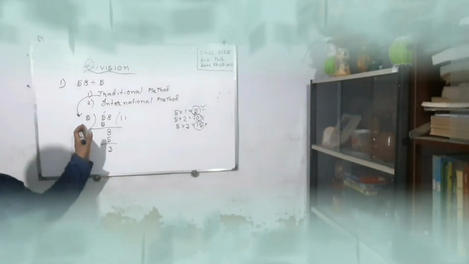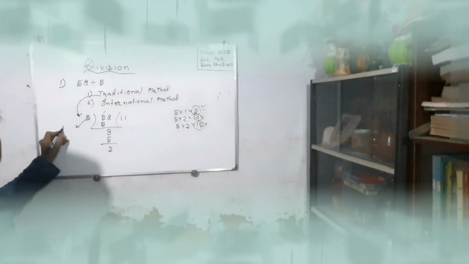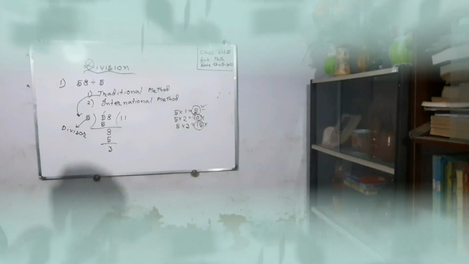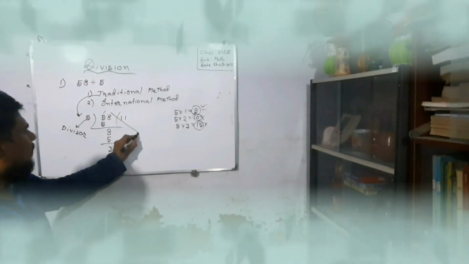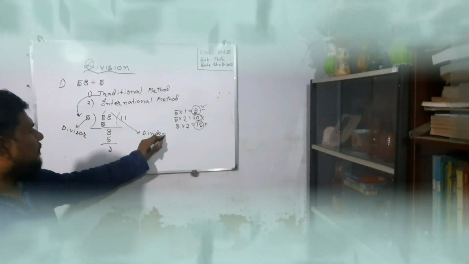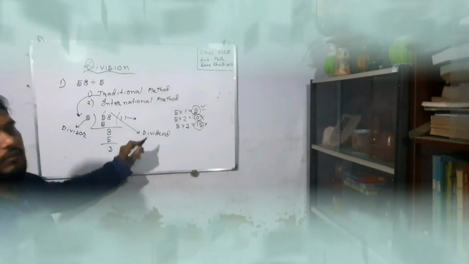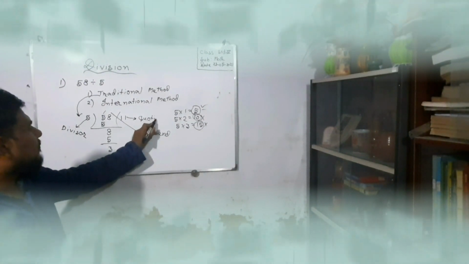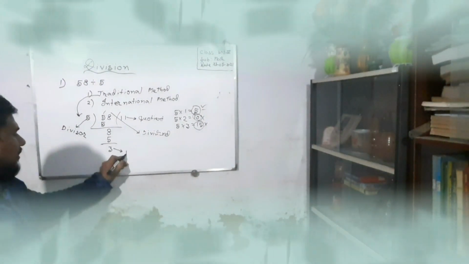So this is the traditional method. 5 is called the divisor, D-I-V-I-S-O-R, divisor. It is the dividend. And it is called the quotient, and it is called the remainder.